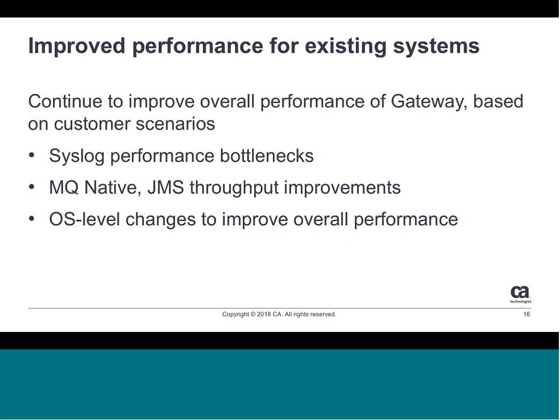As well, I'll highlight some other performance enhancements that we've done for existing systems. We continue to improve the overall performance of the gateway in order to remove bottlenecks and improve traffic flow. In the 9.3 release, we've made enhancements to syslog to give much better performance and eliminate bottlenecks. We've greatly increased the throughput performance for MQ native and JMS across all providers. We've also made some OS level changes to improve overall performance.